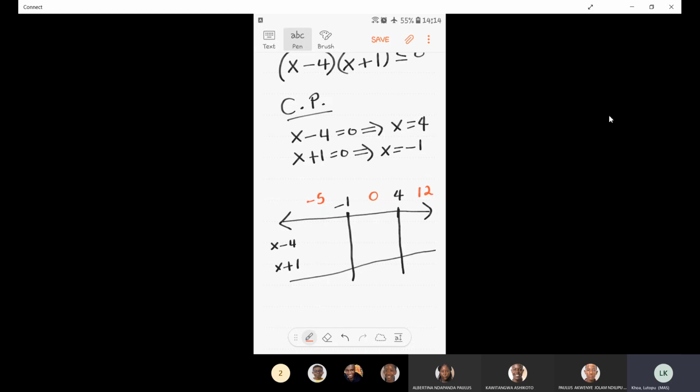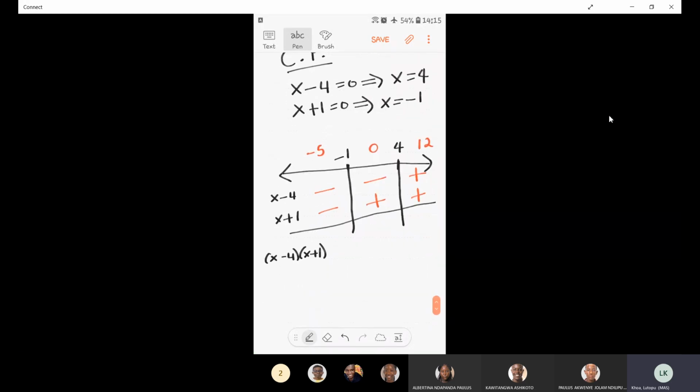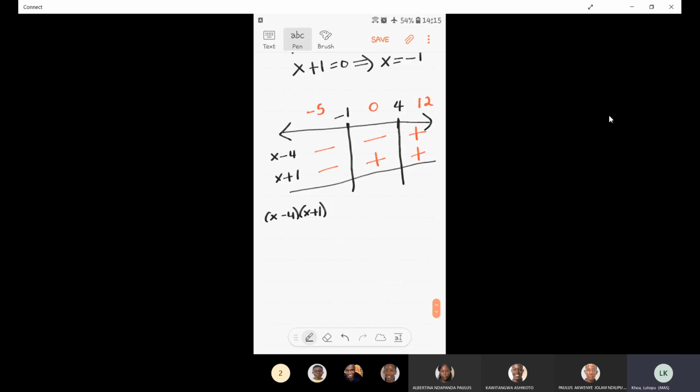And then you'll substitute each of your representatives into the factors. So the first one, minus 5 minus 4, this is negative. Then minus 5 plus 1 is also negative. 0 minus 4, negative. 0 plus 1, positive. 12 minus 4, positive. 12 plus 1, positive. And then the product, you have x minus 4, x plus 1, and then you multiply negative and negative. This gives me positive, negative and positive. This gives me negative, positive and positive. This gives me positive.